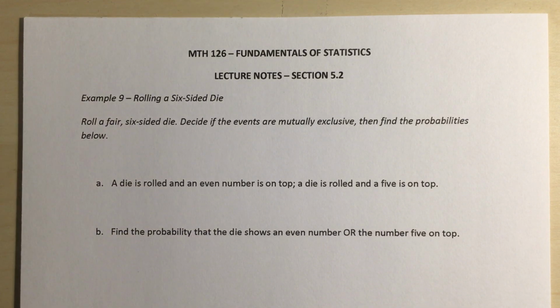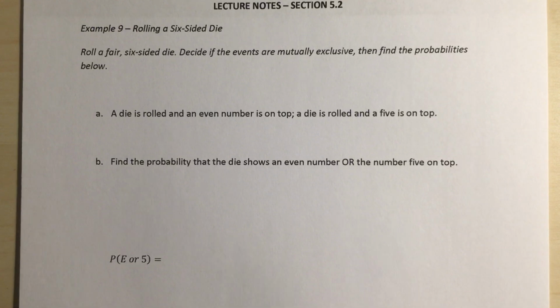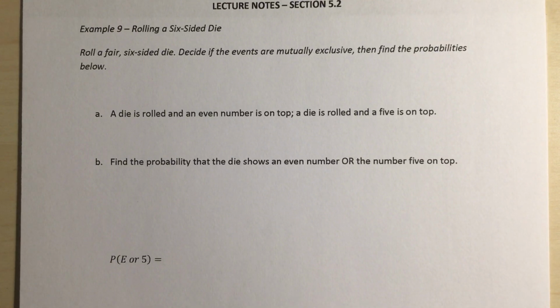Right, so we're going to continue with another OR example in this next problem. Again, we're going to use the idea of whether or not events are mutually exclusive to help us with this problem. So we're told to roll a fair six-sided die, decide if events are mutually exclusive, then find the probabilities below. Right, so for a die is rolled and an even number is on top, a die is rolled and a 5 is on top.